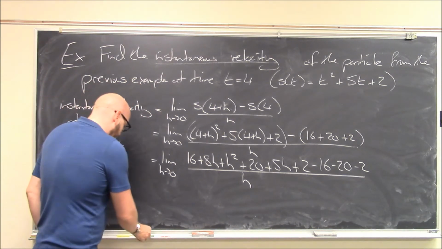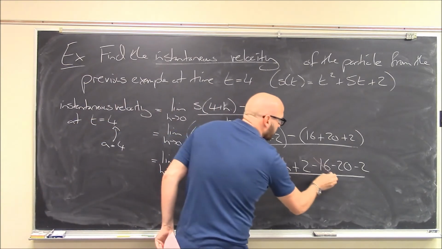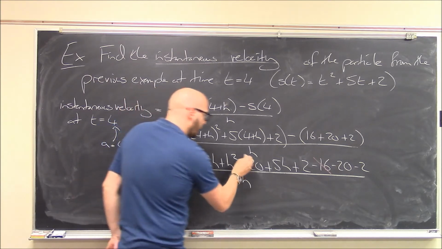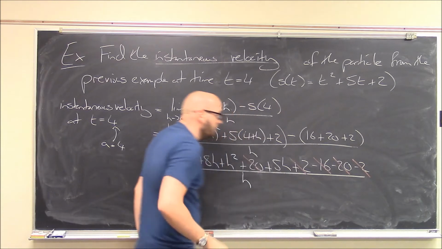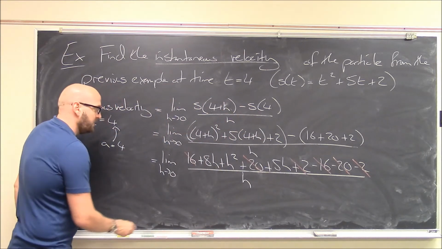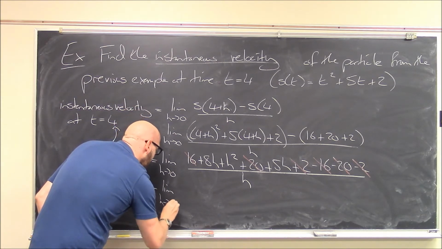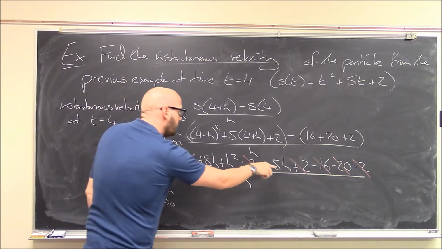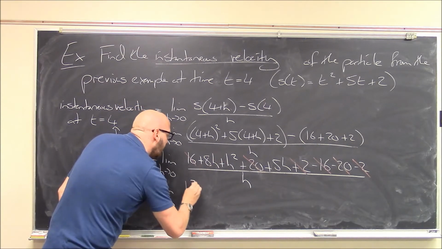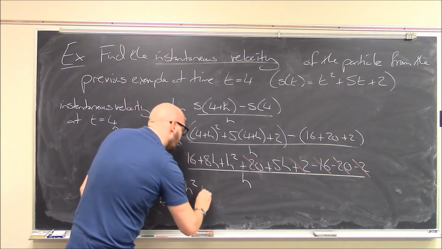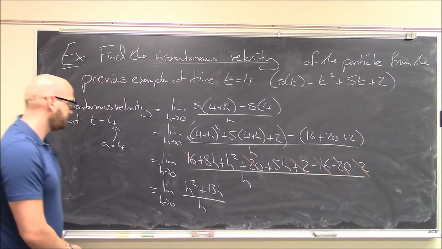Some nice things actually happened here. A lot of stuff cancels. I've got a plus 16, minus 16, plus 20, minus 20, and plus 2, minus 2. So the entire top became the limit as h goes to 0 of just 8h plus 5h. In fact, let me write the h squared first; we'll count down in the powers. h squared plus 8h plus 5h is plus 13h, all over h.